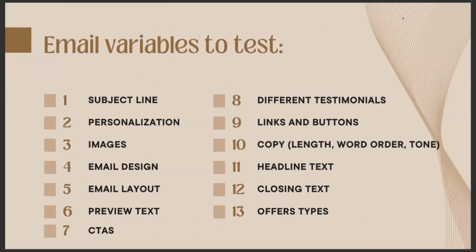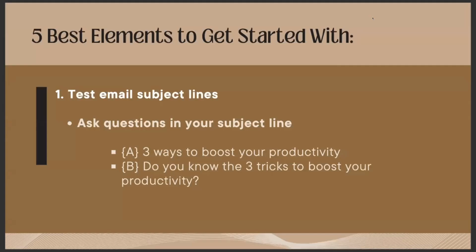So with a lot of variables in emails, I'll give you 13 variables to test in your email A/B testing. First is the subject line, of course. Then the personalization, images, email design, email layout, preview text, CTAs or call to actions. You can also put different testimonials, links and buttons, and of course the copy, length, word order and tone of your copy, the headline text, closing text, offer types. And I know it's a lot.